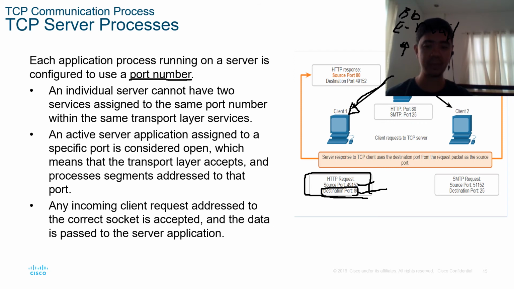The source port in the request becomes the destination port in the response. So this 49152 in the server response will become the destination port. And the destination port in the request becomes the source port in the response. Take note of that. They are interchanged. That's the keyword, interchange.